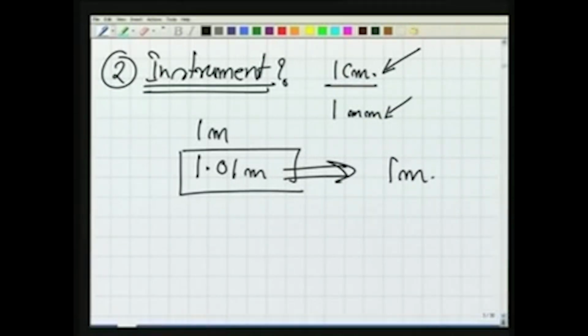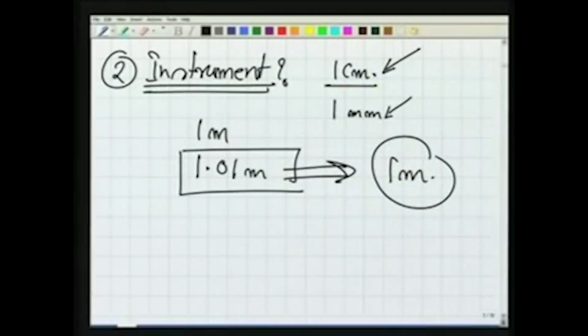The meaning is, if this length on the ground is 1.01 meter, and we are measuring it with this scale, which has an actual length of 1.01 meter, then this length, which is actually 1.01 meter, will be shown as 1 meter, isn't it? Because our scale is showing 1.01 meter as 1 meter. So this is one source of error which is coming because of the instrument.